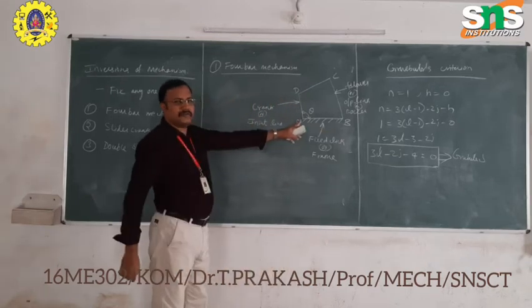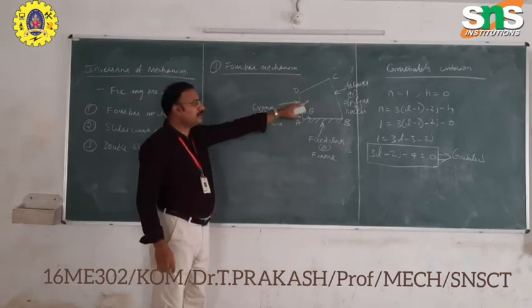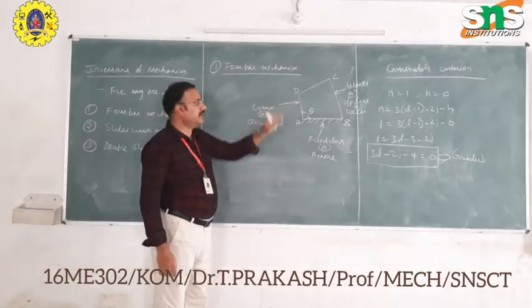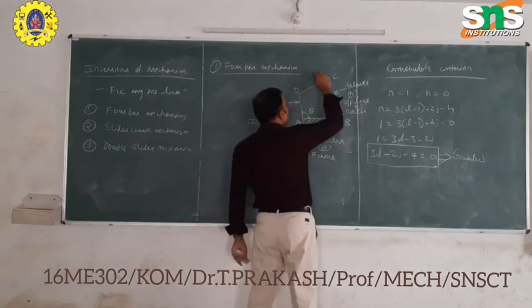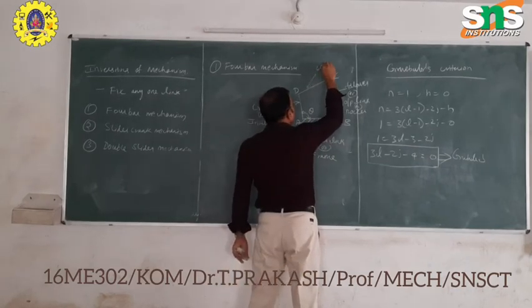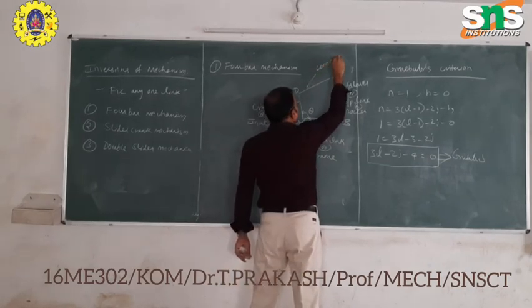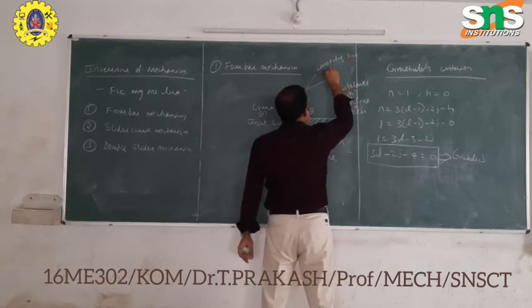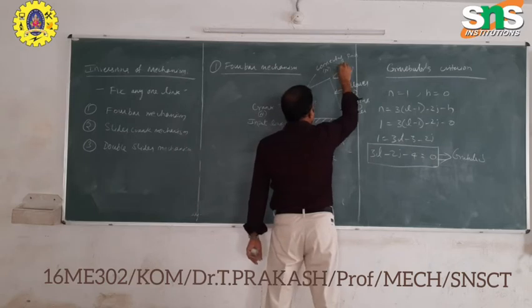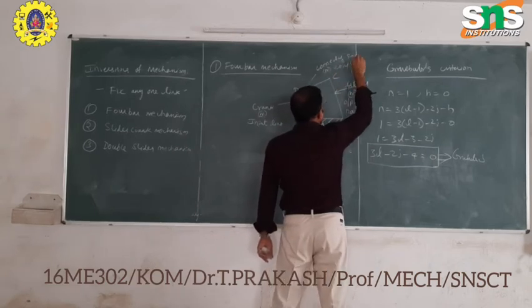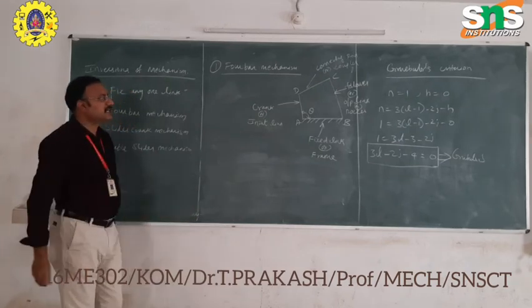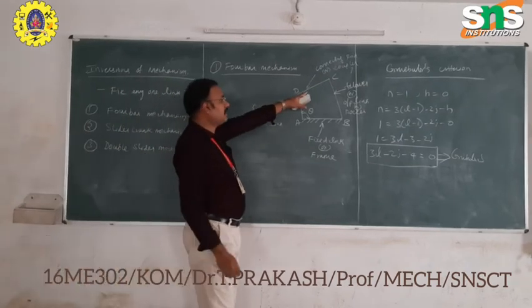One link should be fixed, one link should be the input link, and one link should be the output link. In between input and output, there will be a connecting link. It is called a connecting link or connecting rod. You can give different names: connecting rod, connector, coupler. It connects the input and output. It is called a coupler or connecting rod.